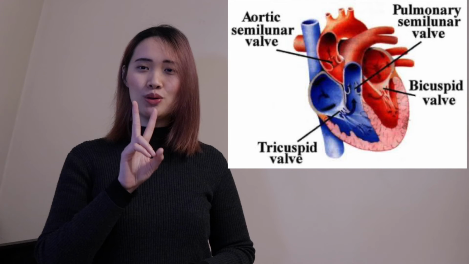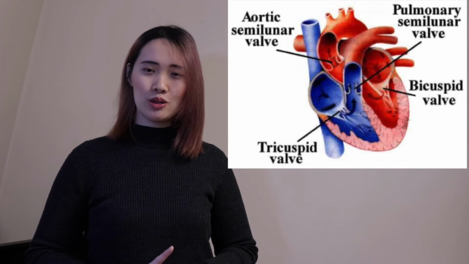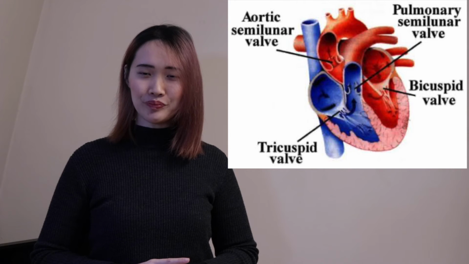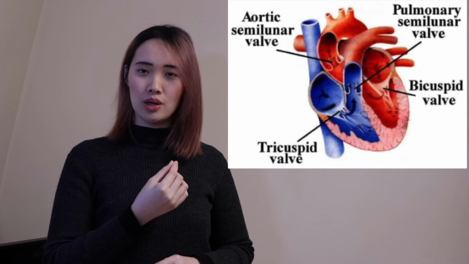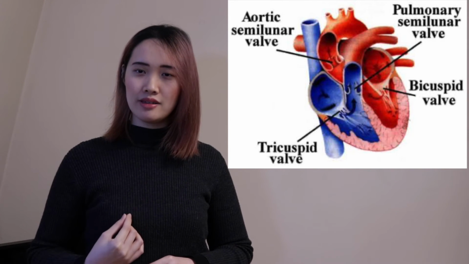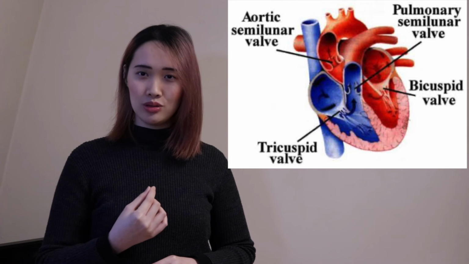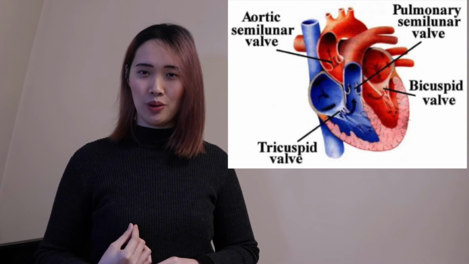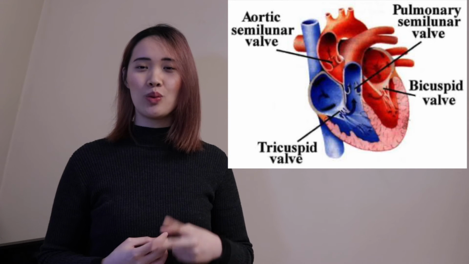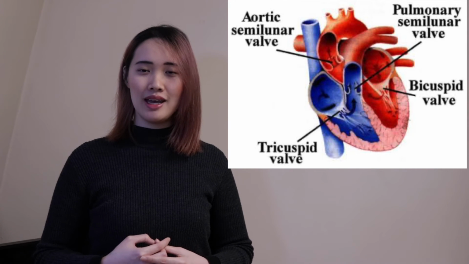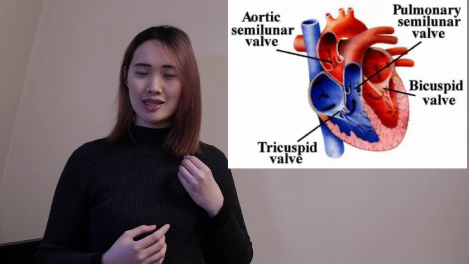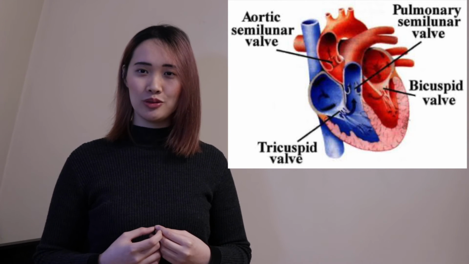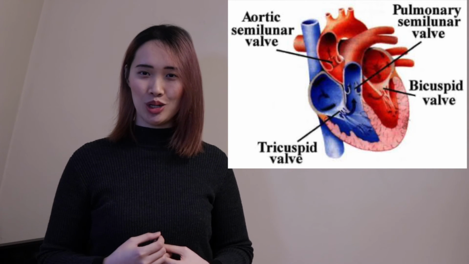We also have 2 semilunar valves. So the first semilunar valve is our pulmonary semilunar valve. It sits between our pulmonary artery and our right ventricle. It prevents backflow from our pulmonary artery to our right ventricle. And our second semilunar valve would be our aortic valve, and it's between our aorta and our left ventricle. It prevents backflow from our aorta to our left ventricle.